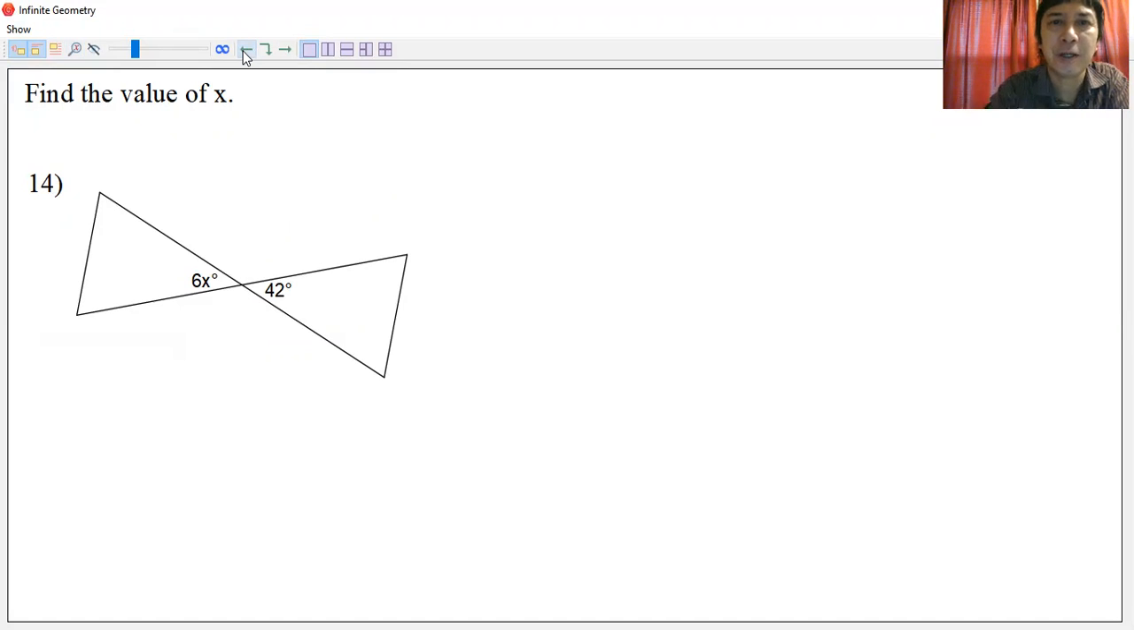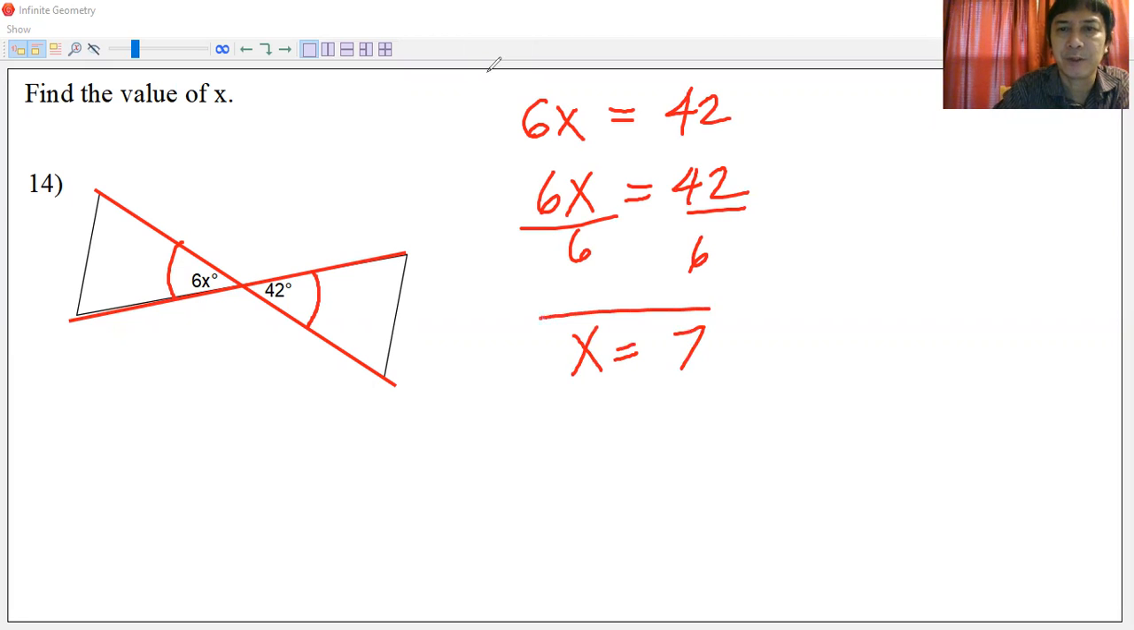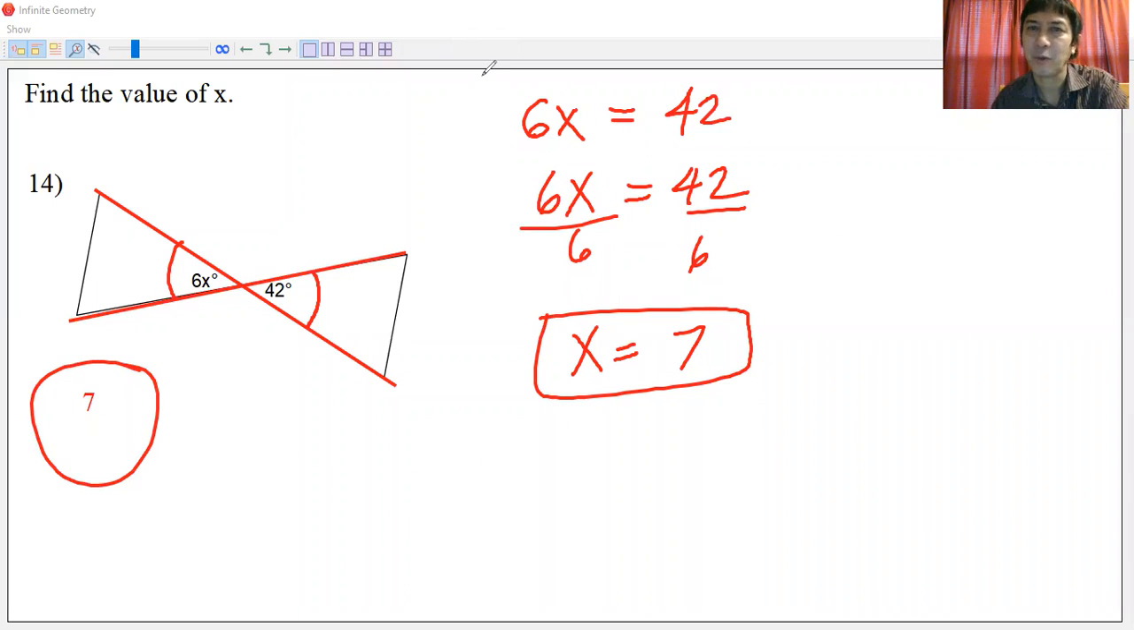Number 14, we have another vertical angle pair. That's a straight line there. And so this angle is equal to this angle. We can set the equation 6x equals 42. And by way of division, we divide by 6 and by 6, x equals 7. Very simple. And we can display the answer over here. There's the 7, the required value of x. Next, number 15.